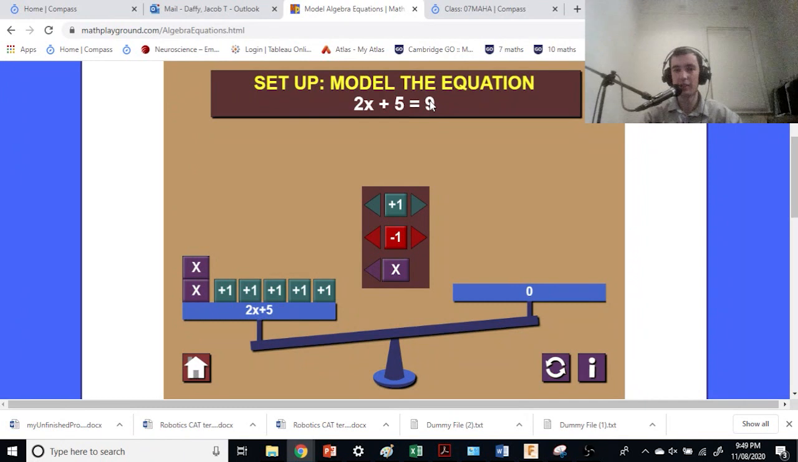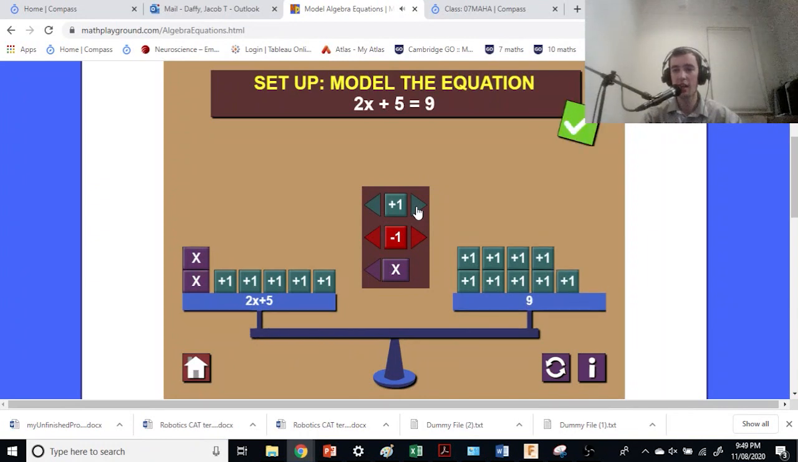And on the right, we've got 9 ones. So 1, 2, 3, 4. And you can see, by the way, that the left-hand side is heavier right now. 5, 6, 7, 8, 9. And now the two sides are balanced. They're equal to each other. All right. So let's click the tick. We're ready to move on.